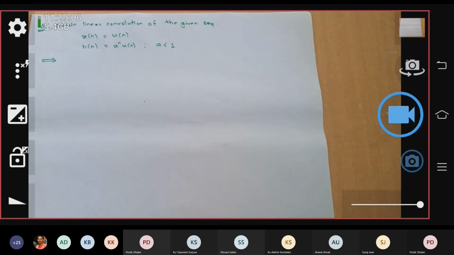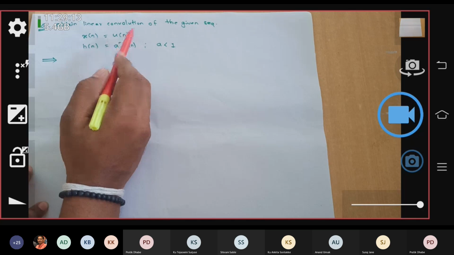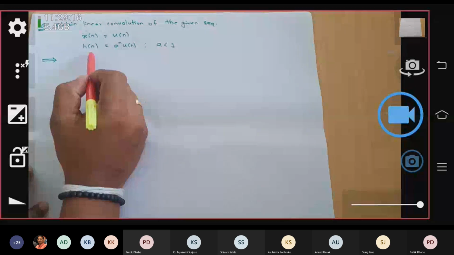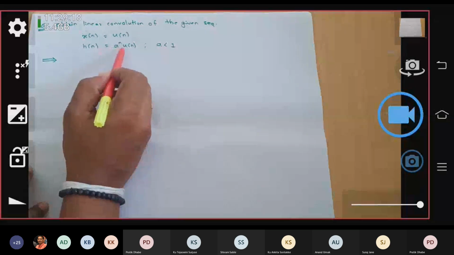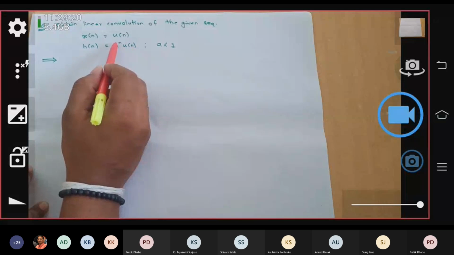Okay, let me solve this. You have been given two sequences. One is x of n, which is nothing but a unit step function u of n. The other sequence is h of n, equal to a raised to n u of n, which means it is a multiplication of an exponential signal a raised to n with the unit step function. It has been given that the magnitude of a is less than 1.